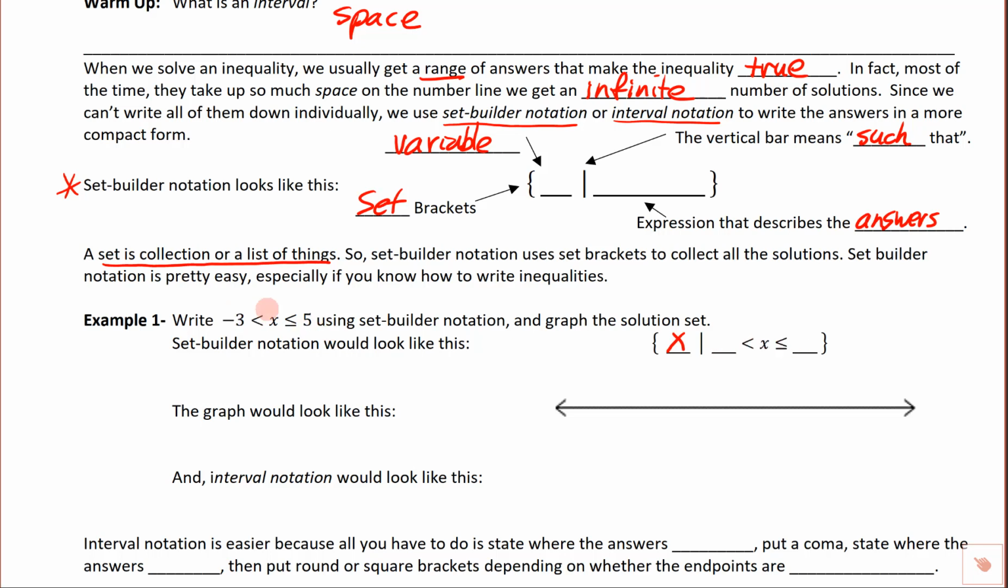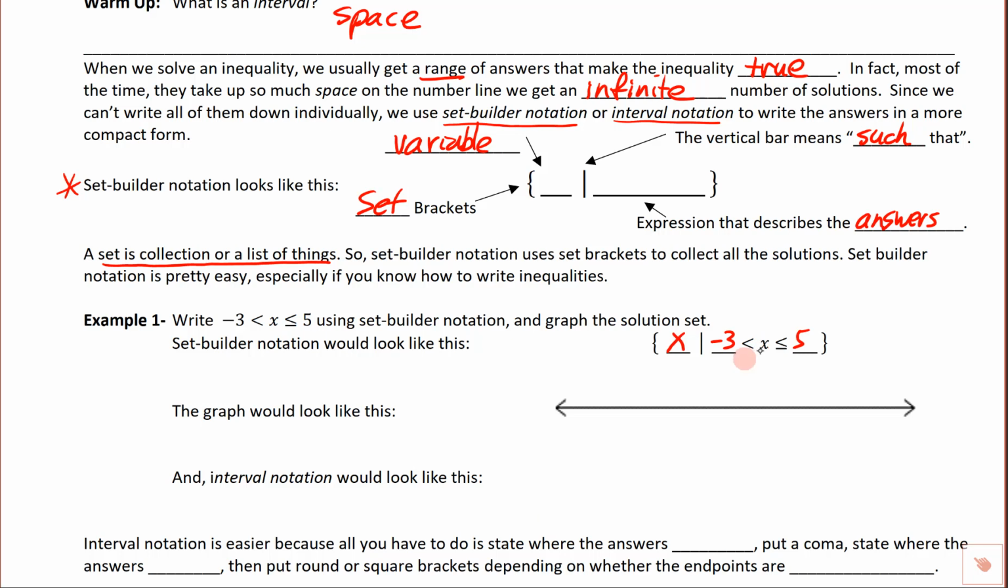Well, this is the answer, so I'm just going to write the -3, and I'm going to write the 5 right here, and that's it. I'm done with it. Now, I am going to read this so that we can identify all of these points here. So the answers are the set of x's such that -3 is less than x is less than or equal to 5.